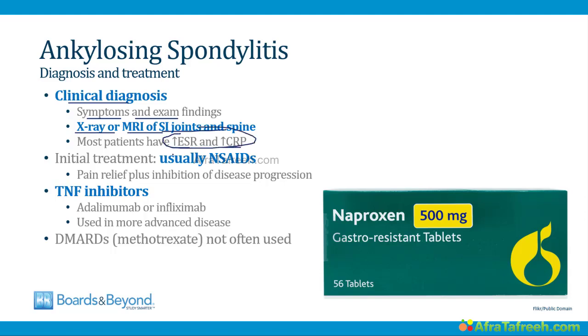In terms of treatment, the initial treatment is usually with NSAIDs. This provides pain relief, plus it inhibits the disease process by knocking down inflammation. Some patients also receive TNF inhibitor drugs like adalimumab or infliximab. These are used in more advanced disease cases. And then you should know that DMARDs like methotrexate, which are commonly used in rheumatoid arthritis, are not often used in ankylosing spondylitis. So in a board question, DMARDs like methotrexate are usually going to be the wrong answer.